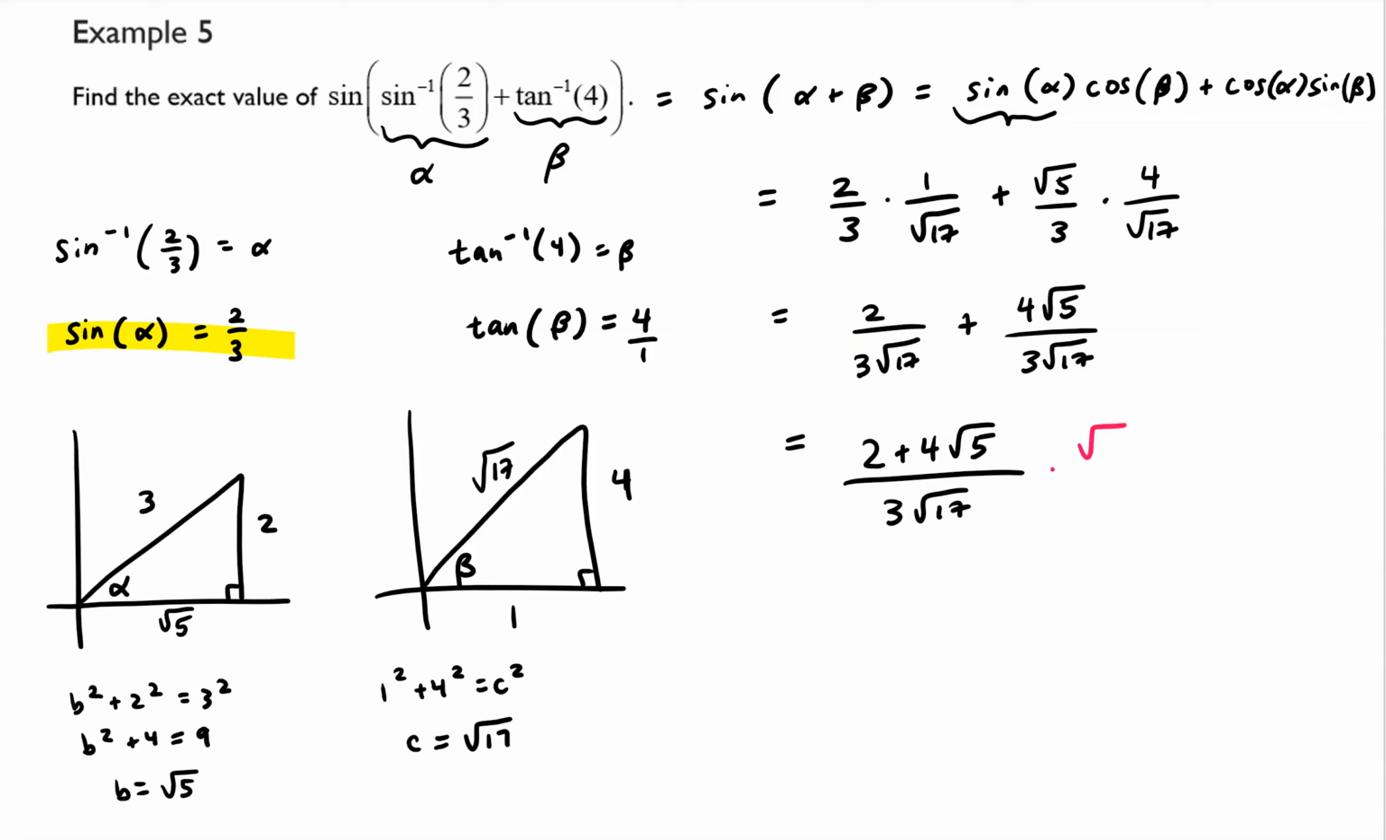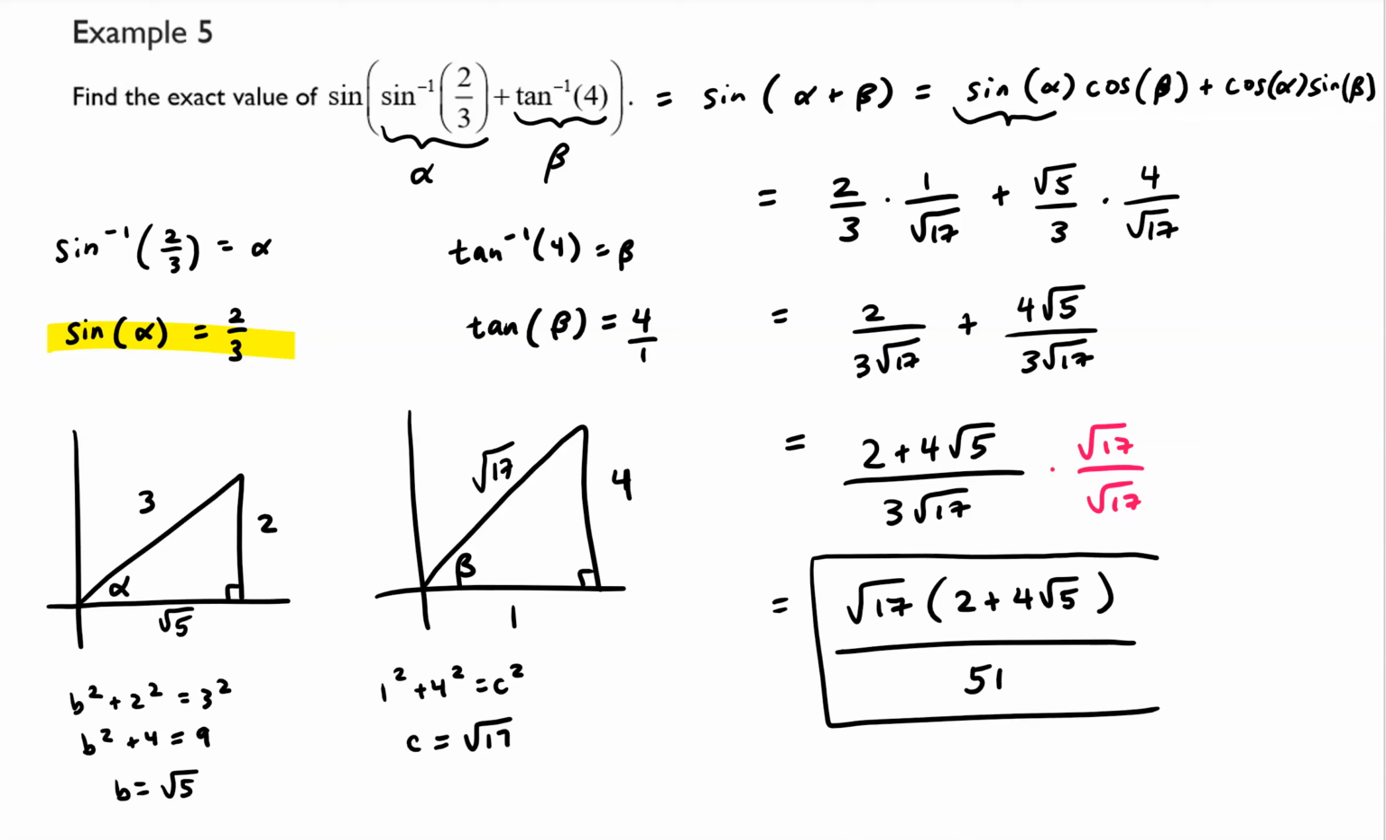And then if we wanted, we could rationalize the denominator. And if we do that, we get the square root of 17 times 2 plus 4 root 5 over 3 times 17, which is the same thing as 51. And our final answer does not look so pretty, but that is the exact value of the thing that we were asked to evaluate and simplify.